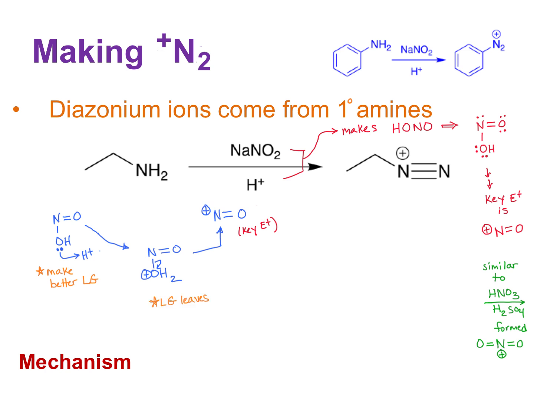So now where are we going to go from here? We should notice that anytime we're making a diazonium ion, we are coming from a primary amine. So we know we don't want to have a secondary or tertiary amine because then we would have to get rid of another carbon, which obviously we can't do because it has to be part of the N2, right? So the very first thing we want to do is have our nucleophile attack this key electrophile, right? So that's our next step.